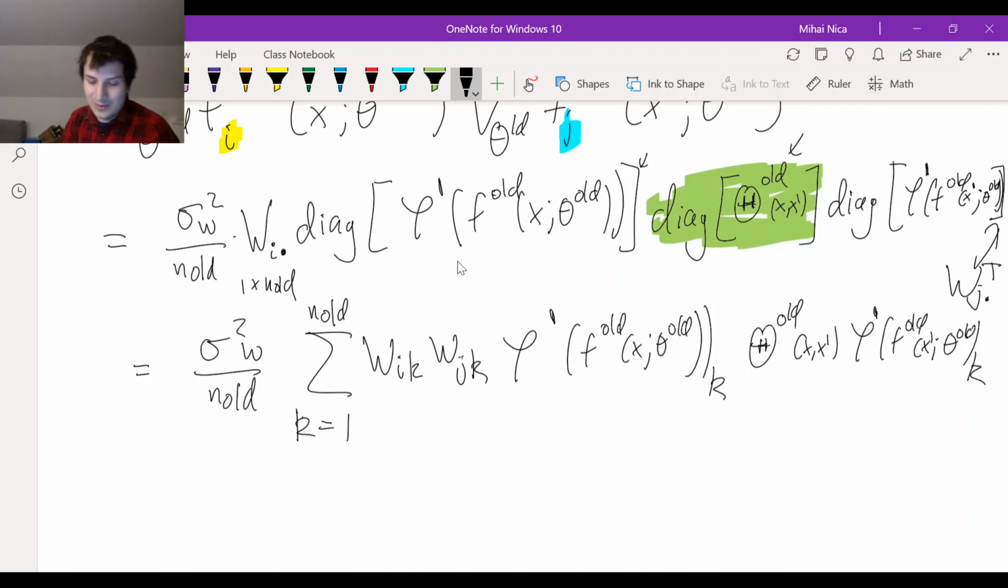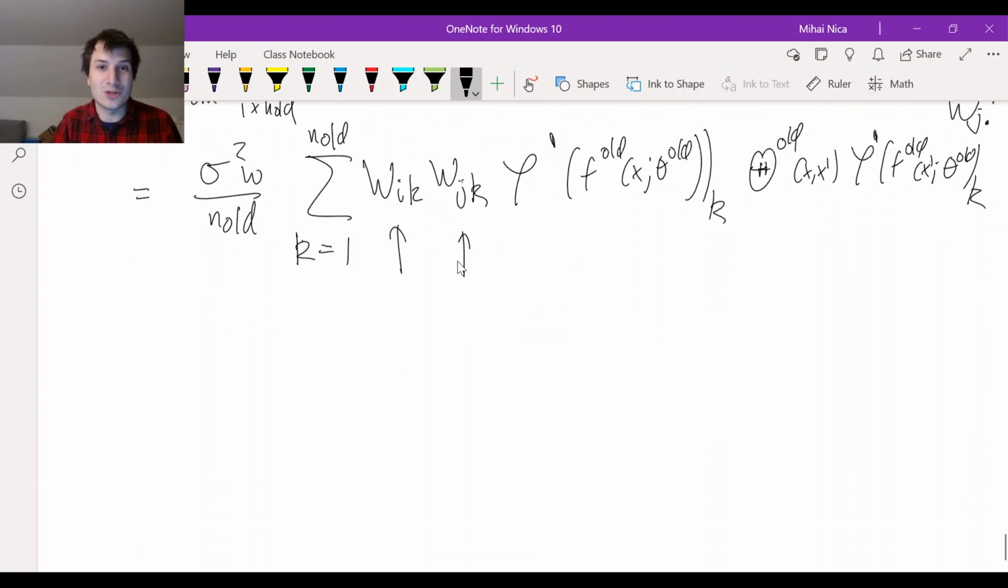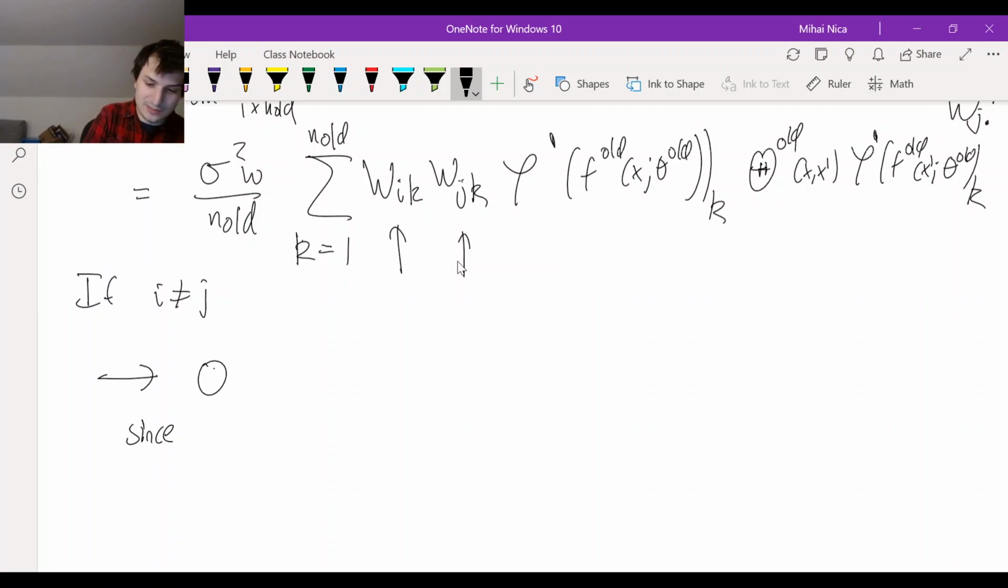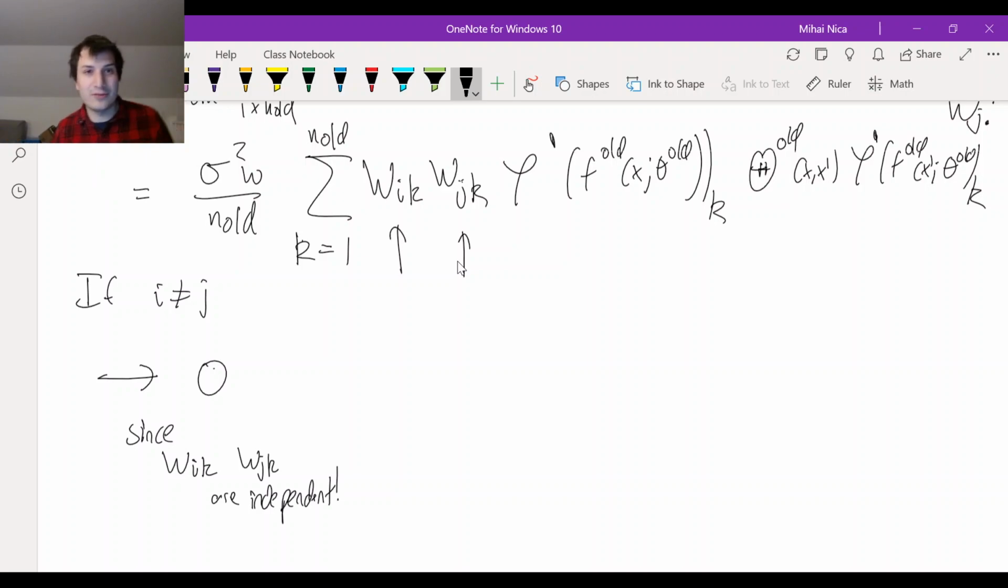All right, so here we go. Here's the point. Here's where things get nice. So if i is not equal to j, then these are independent Gaussians. And we're adding up n of them. They're mean 0 because they're independent. And so the whole thing is going to converge to 0. So if i is not equal to j, this whole thing goes to 0 since w_ik and w_jk are independent. So we're adding up a bunch of mean 0 things. The whole thing is going to be going to 0 if i is not equal to j, because these things are independent. So it doesn't matter what these things are doing, in any case, these things are independent, it's going to 0.